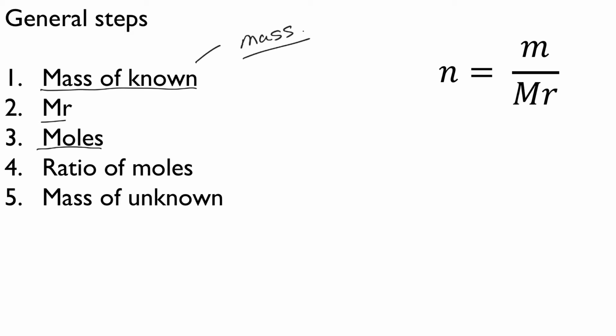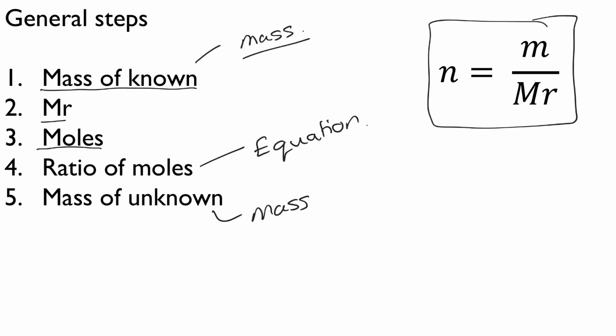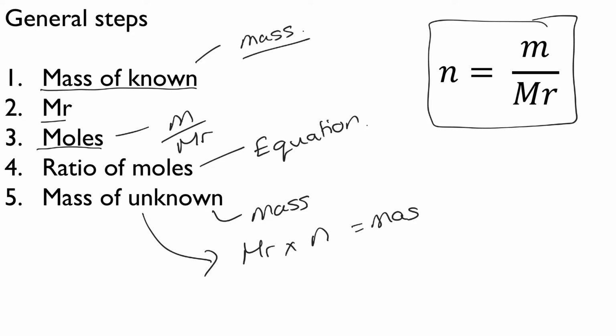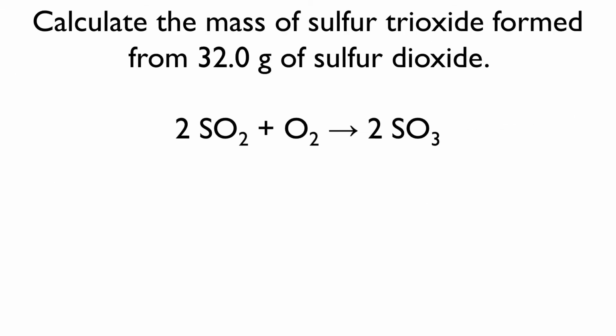Then you work out the ratio of moles from the chemical equation, and then you can work out the mass of the known. Okay, we're going to be using this equation all the time. So to work out the moles, we use M over MR, and to work out the mass of the unknown, we're going to use MR times N, which equals mass. So that's just a rearrangement of this equation. Always best done, I think, with an example.